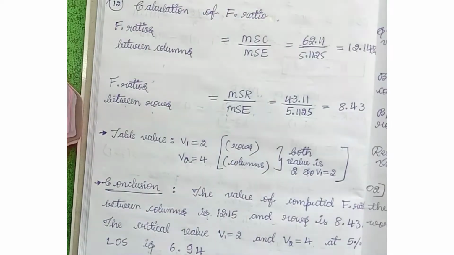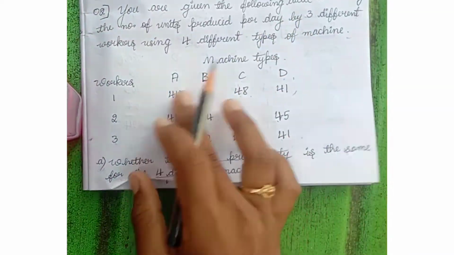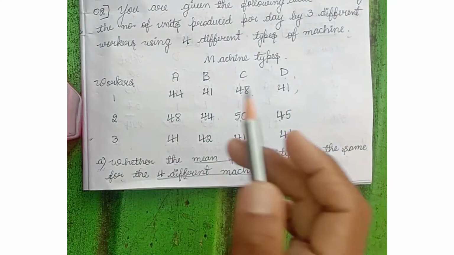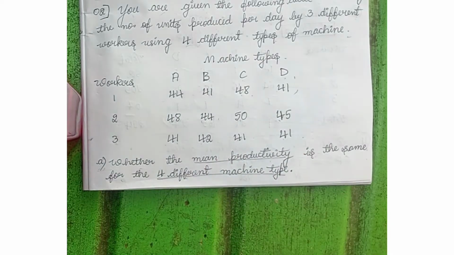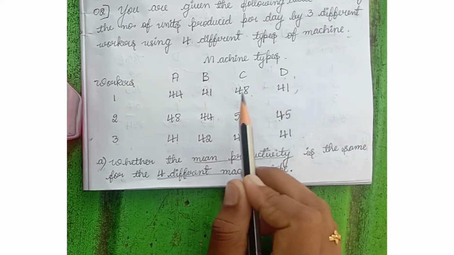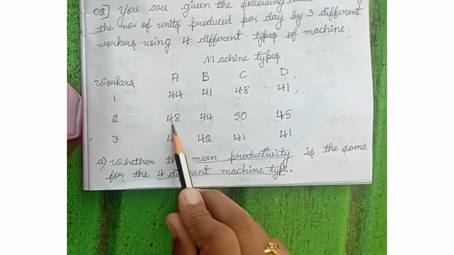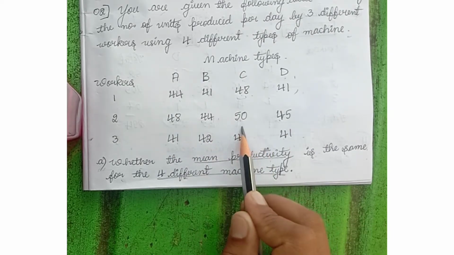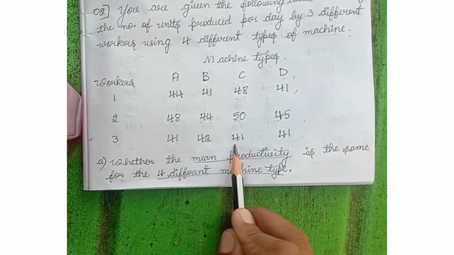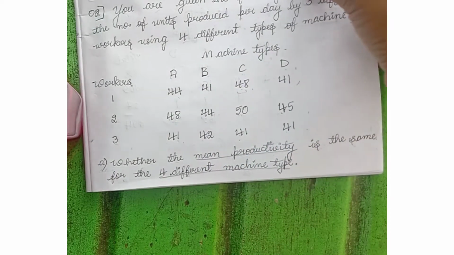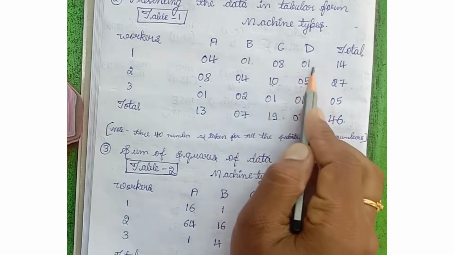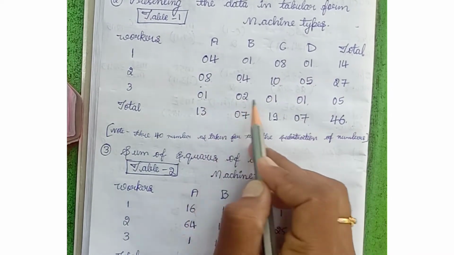As I told, we have to make the given data into its simplest form. So I take 40 as the number to subtract from all these observations, because 40 is near and makes the given data smallest. So 44 minus 40, 41 minus 40, 48 minus 40, 41 minus 40, 48 minus 40, 44 minus 40, 50 minus 40, 45 minus 40, and 41 minus 40, 42 minus 40, 41 minus 40, and 41 minus 40. After subtraction, we get these answers: 4, 1, 8, 1, 8, 4, 10, 5, 1, 2, 1, 1.